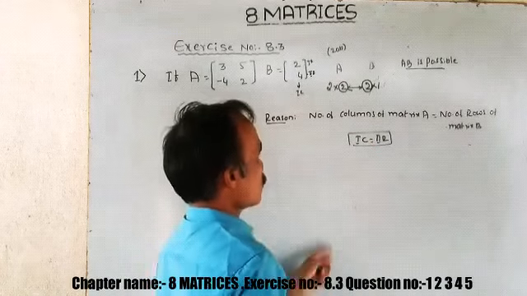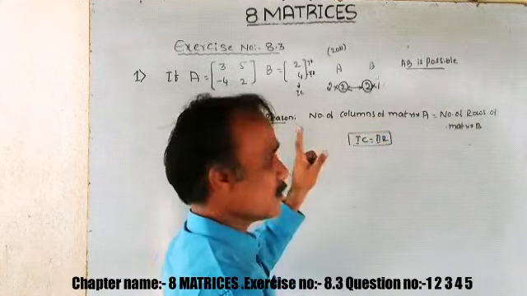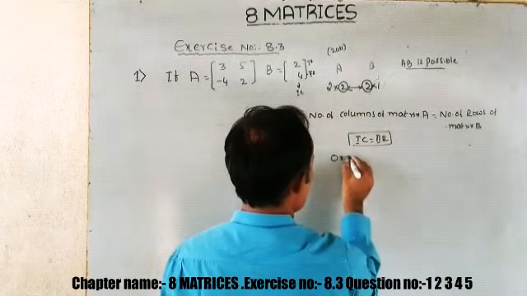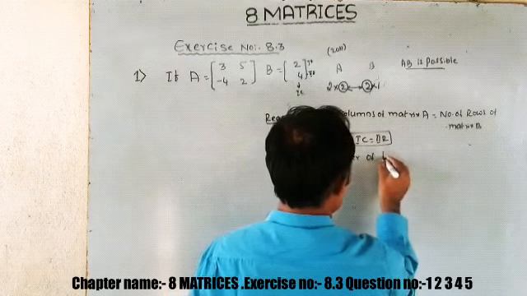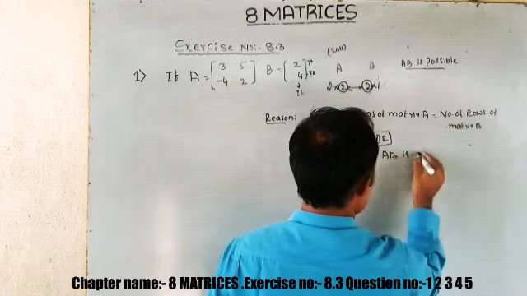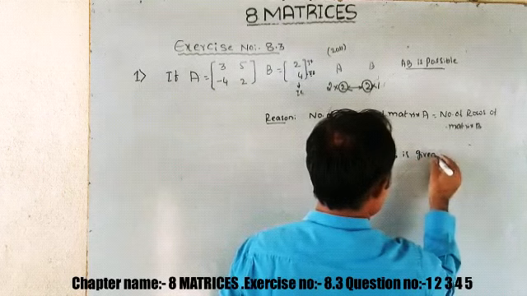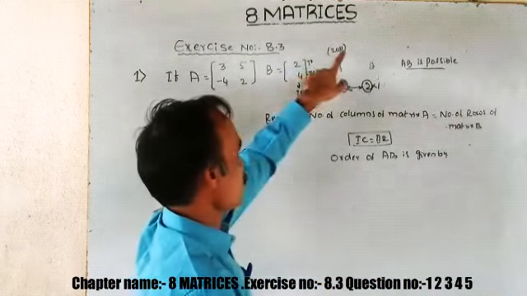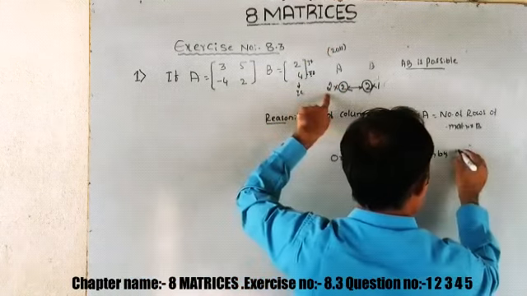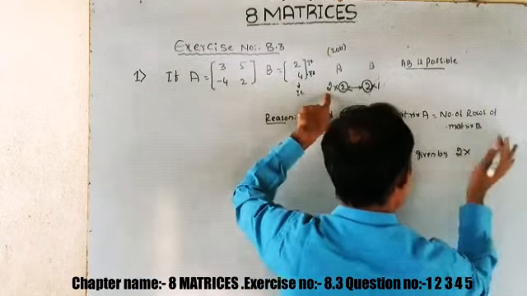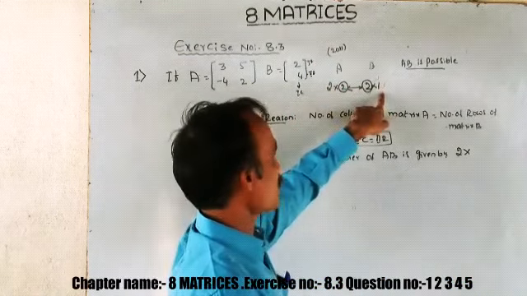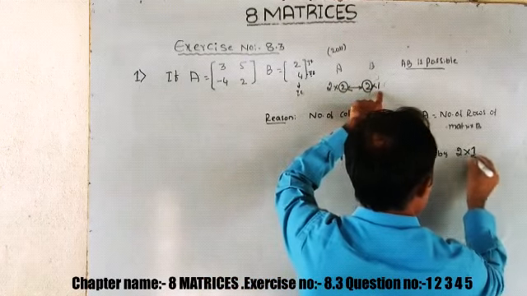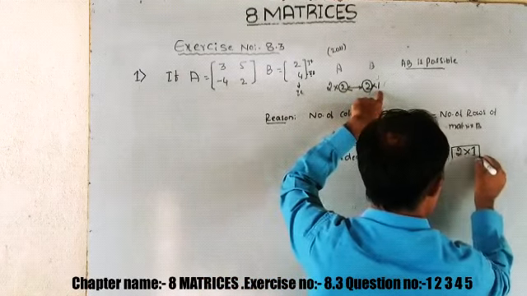Okay, AB is possible. So can you guess what is the order of AB? The order of AB is given by the number of rows of the first matrix, that is 2, into the number of columns of the second matrix, that is 1. So the order of AB is 2 cross 1.